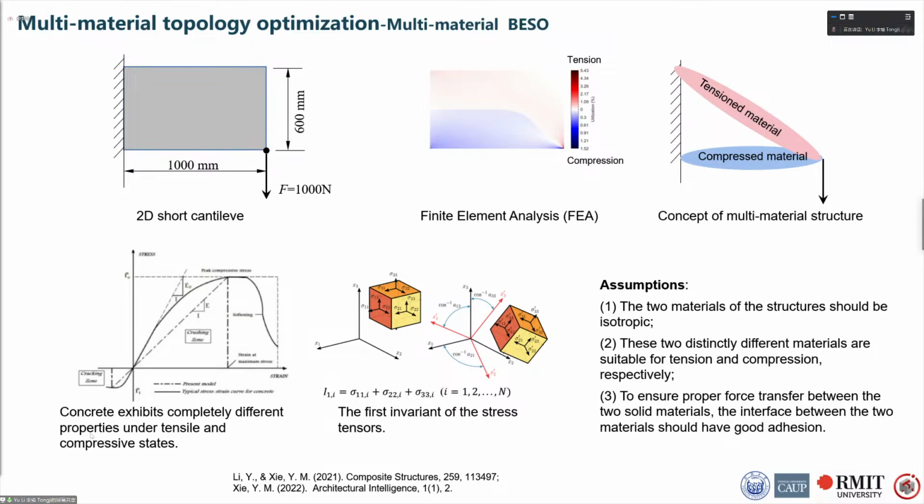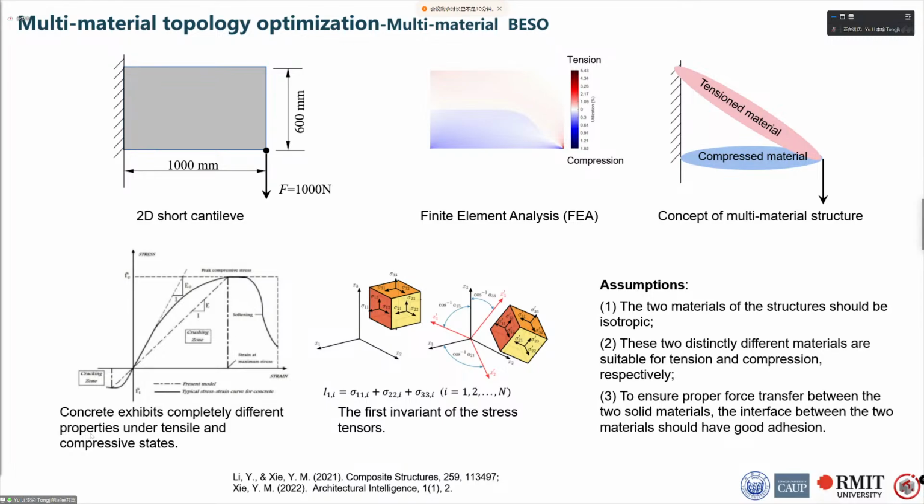As for whether a material is more suitable for tension or compression, it depends on the comparison of this material's behavior in tension and compression. For instance, for concrete, it's evident that it has excellent compressive performance but weak tensile performance. Therefore, we generally consider that concrete is more suitable for compression.